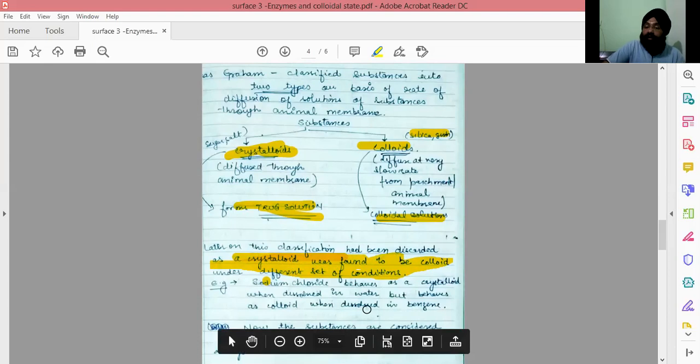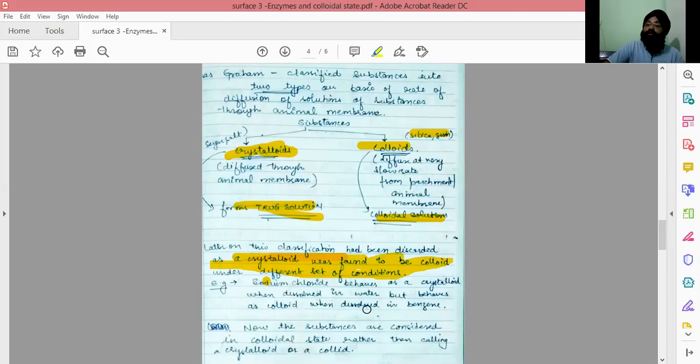Sodium chloride behaves as a crystalloid in water. It forms a true solution. It can pass through the parchment membrane very easily when it is dissolved in water. Whereas the same sodium chloride, if dissolved in benzene, acts as a colloid. It cannot pass through the parchment membrane.